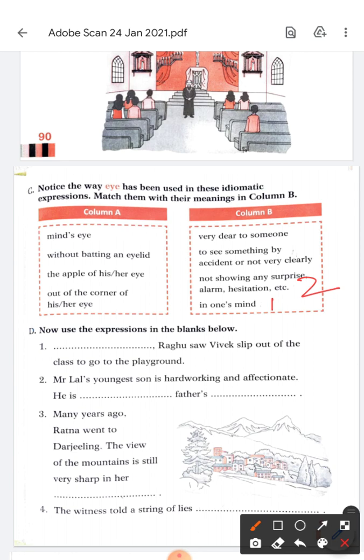Not showing any surprise or alarm or hesitation. Without batting an eyelid, you're continuously staring at something or someone. The apple of his or her eye. Apple means something very sweet, so very dear to someone. Usually for children we use this. Children are the apples of their parents' eye.